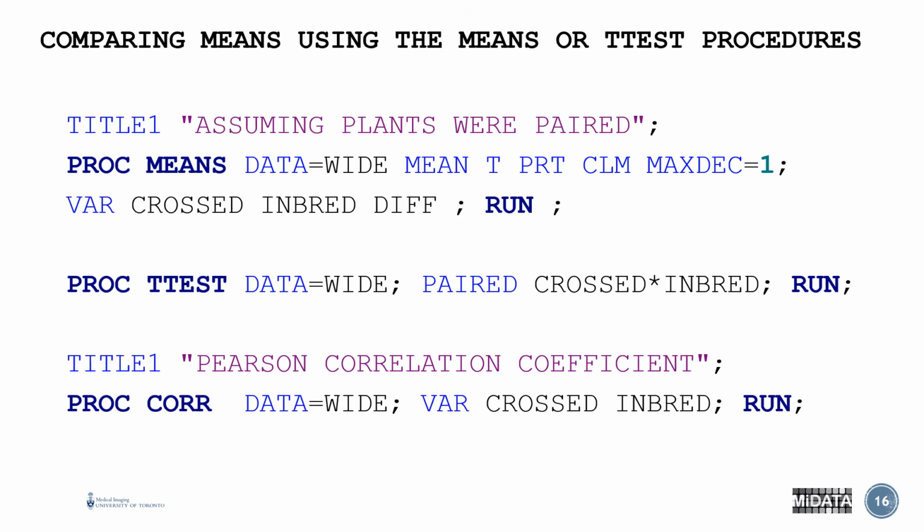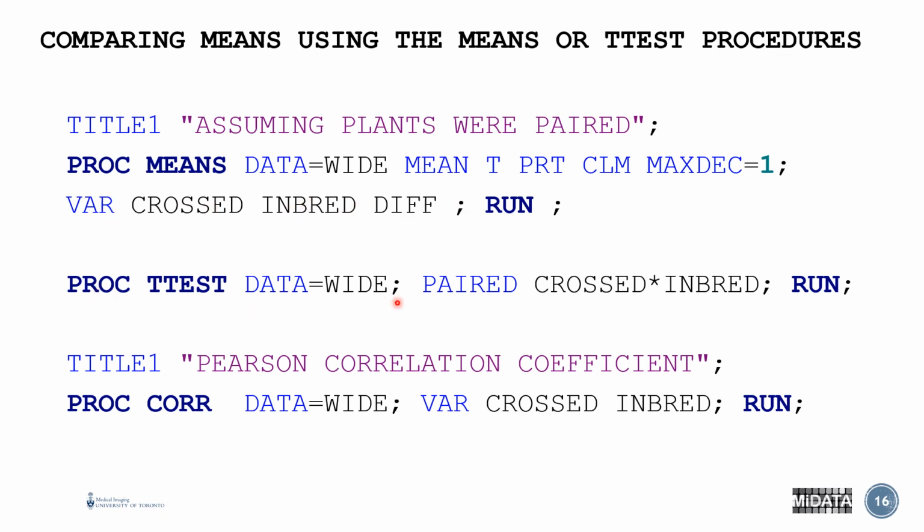Okay, so of course we want to do some statistics, so we're going to compare the means using, in this case, proc means or a t-test as we've done previously. So here is your proc means. We're using the wide data set because the data is in columns. And we're going to ask for your mean, the t-test testing whether or not the mean is significantly different from 0, the probability, the confidence limit. Your variables, of course, are the 3 variables: cross, inbred, and difference.